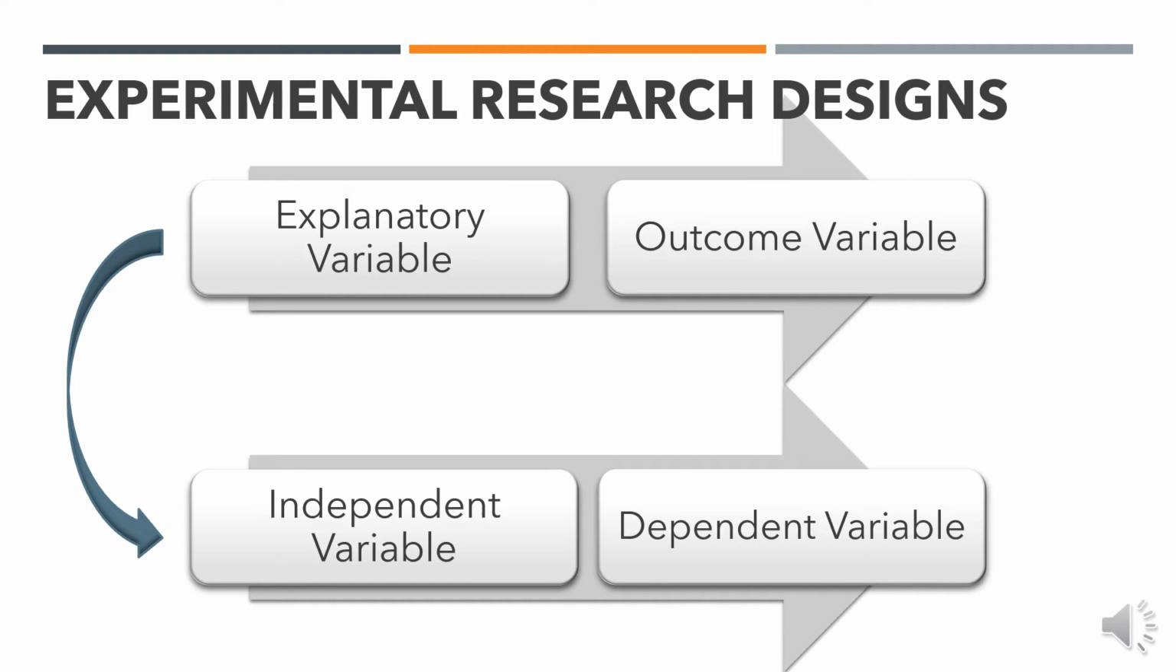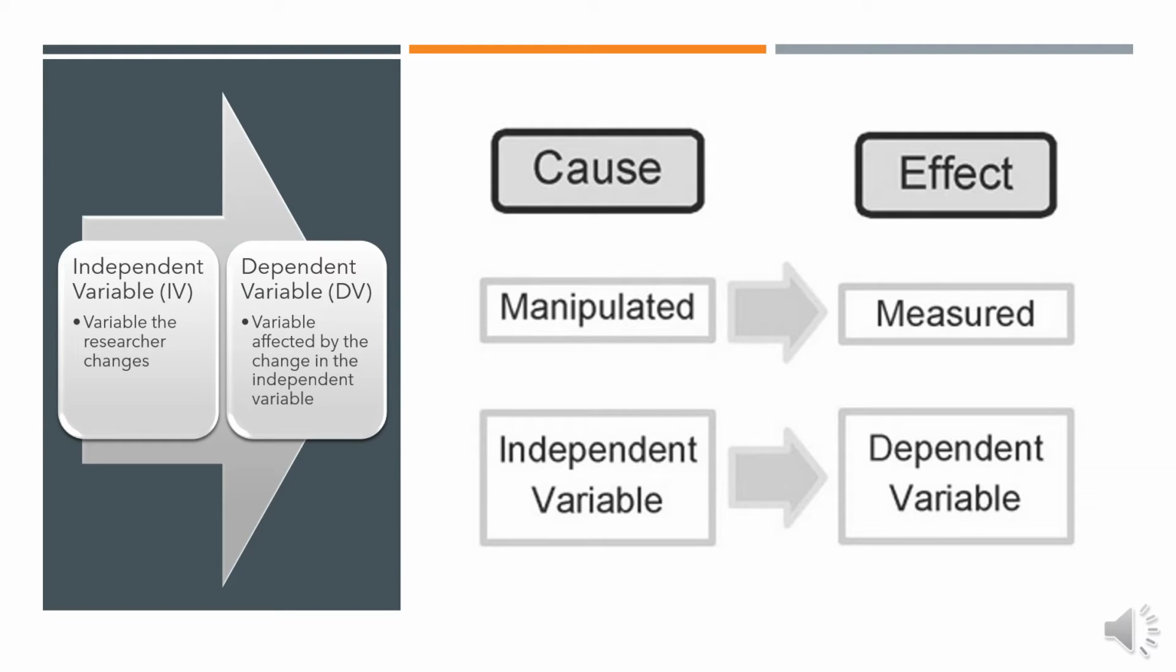In an experimental research design, explanatory variables are called independent variables, and outcome variables are called dependent variables. An independent variable is a variable that we hypothesize causes a change in the dependent variable. In an experimental study, the independent variable is the variable that the researcher changes or manipulates to see if the dependent variable is affected by it. The dependent variable is what the researcher measures to determine if there are any differences or changes due to what is being manipulated in the independent variable.